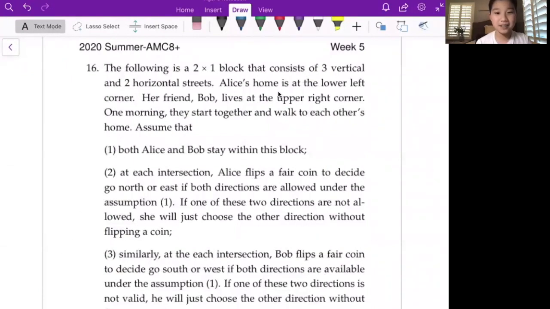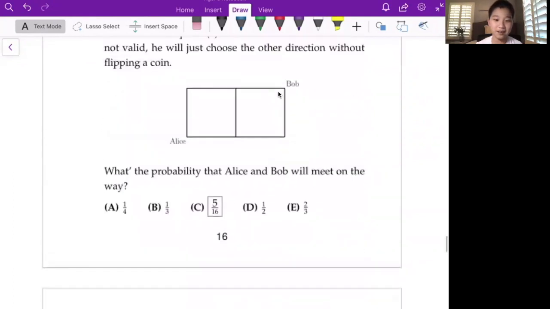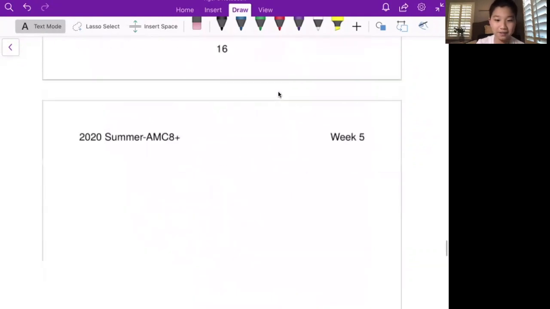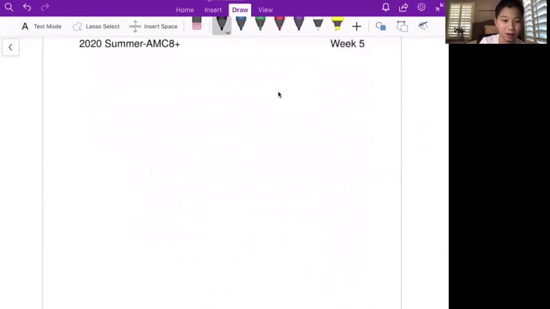Problem 16. And the instant you look at this problem, this is going to seem very scary. One whole page. So let's break it down a little. The following is a 2 times 1 block. Okay, 2 times 1 block.